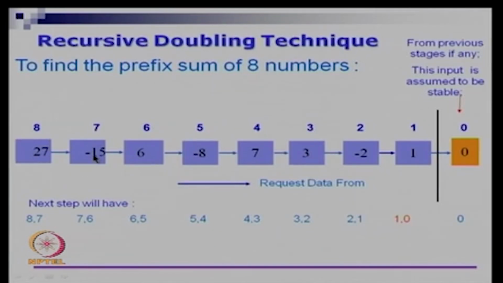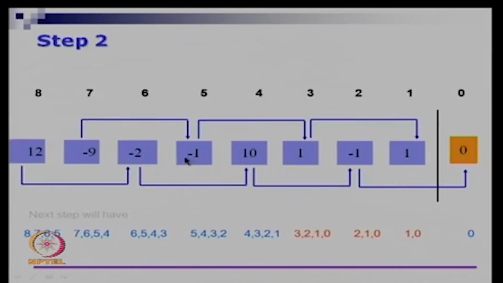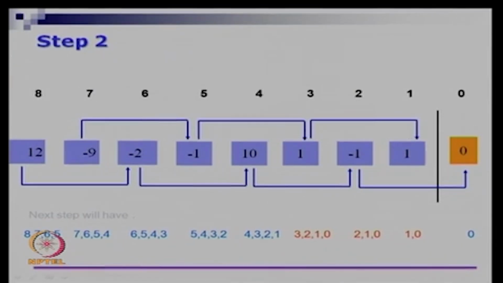27 minus 15 was 12, minus 15 plus 6 is 9, 6 plus minus 8 is minus 2, and so on. Let us say we have those elements there. Now every element will have to communicate with a neighbor who is 2 steps away. So A of 8 communicates with 6, 7 communicates with 5, and so on, 2 communicates with 0. However, A of 1 is already settled, it should not communicate with anything. 0 is also settled, it will not communicate with anything.